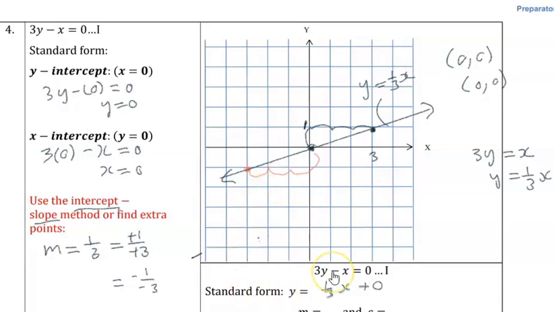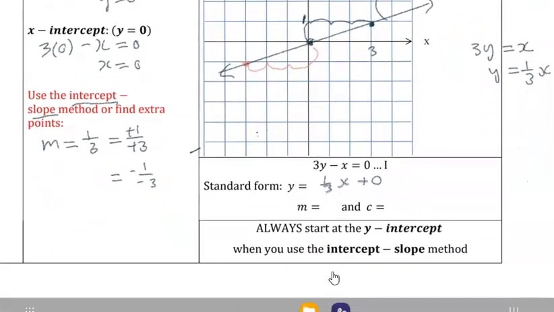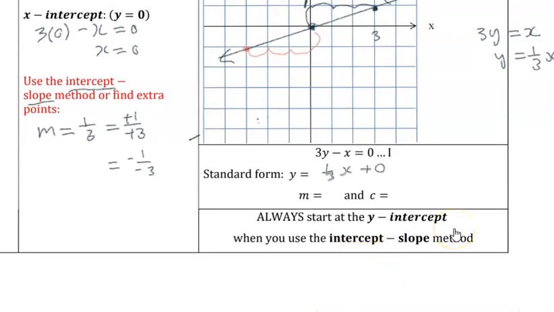It is crucial that you always start at the y-intercept when you use this intercept slope method. In this case, we started at the origin because there was no c value, but you can also use this method to draw the other graphs like we had before. I must say I rarely use this method unless it's necessary, like in this case. And that is the double intercept method. And with the cherry on the cake, this is where I need to use something else.